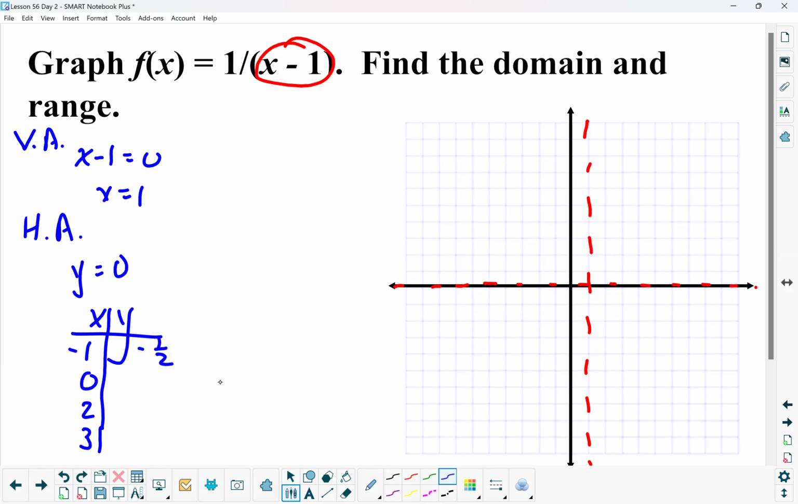At -1, I would get -1/2. If I plug in 0, I get -1. And then it follows that same shape from our previous graph. If I plug in 2, I would get 1/1, which is 1. And if I plug in 3, I would get 1/2. So 2, 1, 3, 1/2. And there's that one.